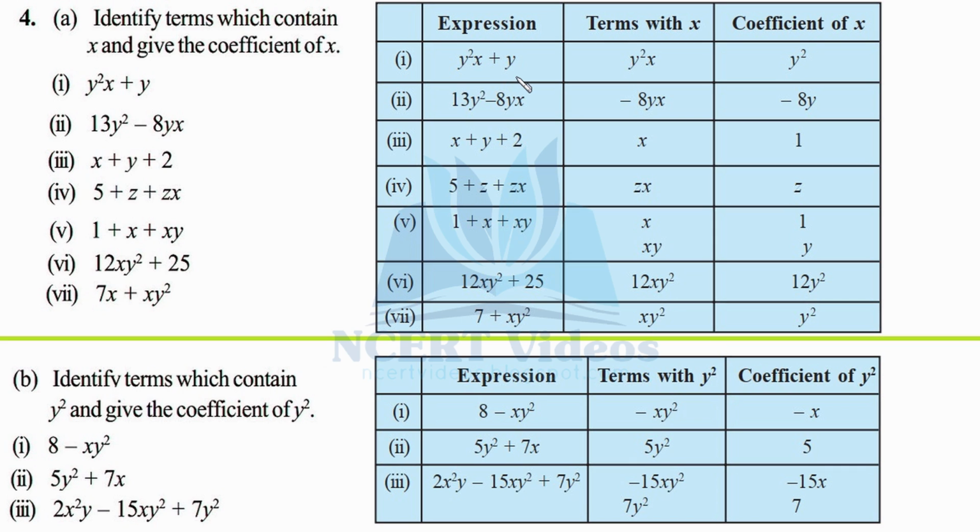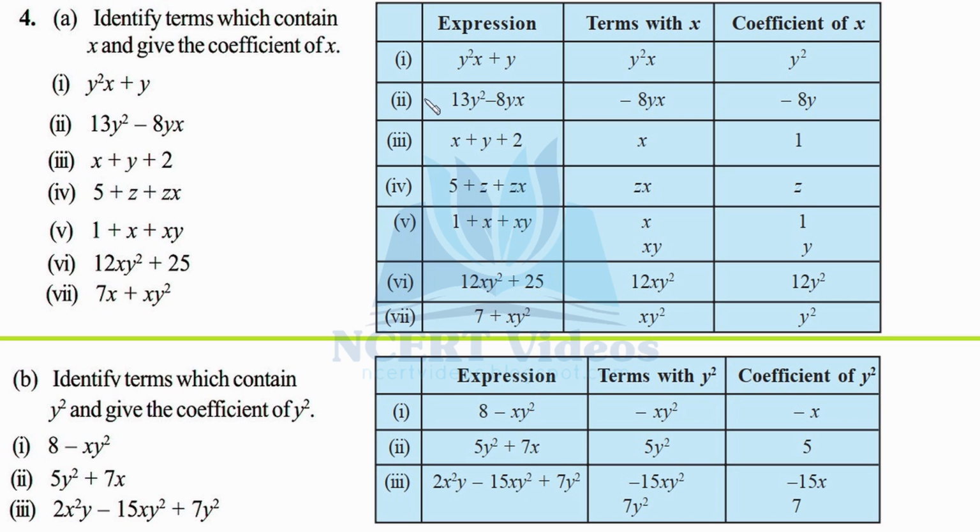Now let's solve it. So again, we have to identify terms which contain only x. So here we will not consider this term, although it is a term, but it doesn't contain x. Therefore we will consider only this term. Therefore writing it y square x. And now the coefficient of x means whatever we have apart from x, that is attached to x in this term, that is y squared. Therefore we are writing y squared.